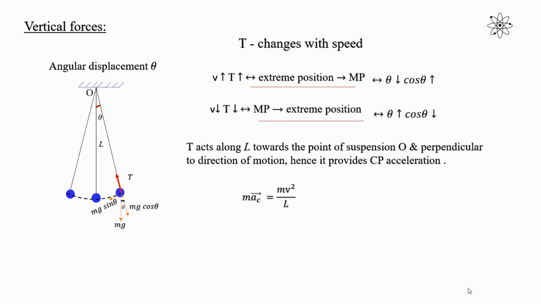This centripetal force is equal to m v square upon L, where L is the radius of the vertical circle and v is the speed at the given position where I consider the forces acting on the bob. This centripetal or radial acceleration changes the direction of motion as it acts perpendicular to the direction of motion. The force which acts perpendicular to the direction of motion is responsible for changing its direction.